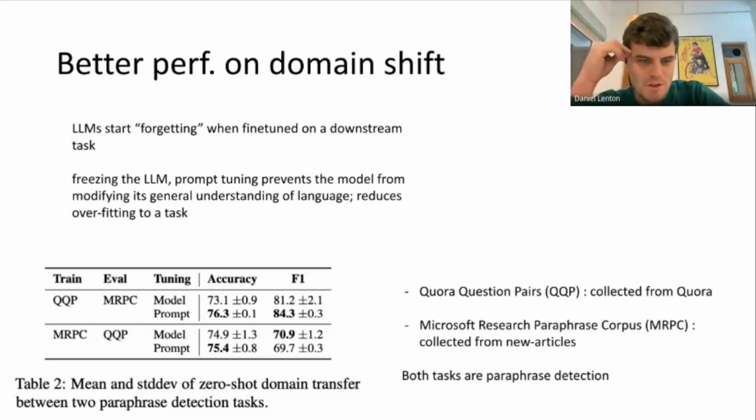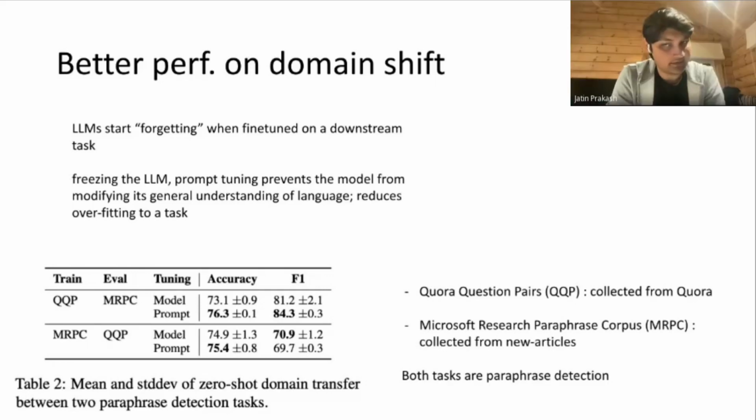It'd be interesting to see which of them does better on the training set, because I would suspect that the model tuning does better on the training set. Exactly, it would. They haven't reported that, but I think the fine tuning one should also do better on the training set. As for the reason for this behavior, the author says there's a thing called catastrophic forgetting, where the LLM starts forgetting when it is fine tuned on a downstream task.